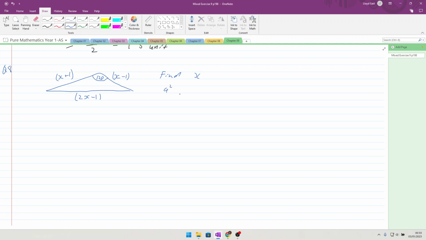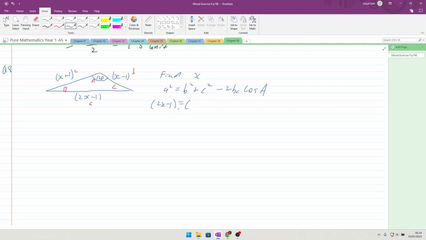So let's start with the cosine rule, which is a squared equals b squared plus c squared minus 2bc cos A. With that in mind, this is going to be angle A, so side A, angle B, side B, side C, angle C. There we go.